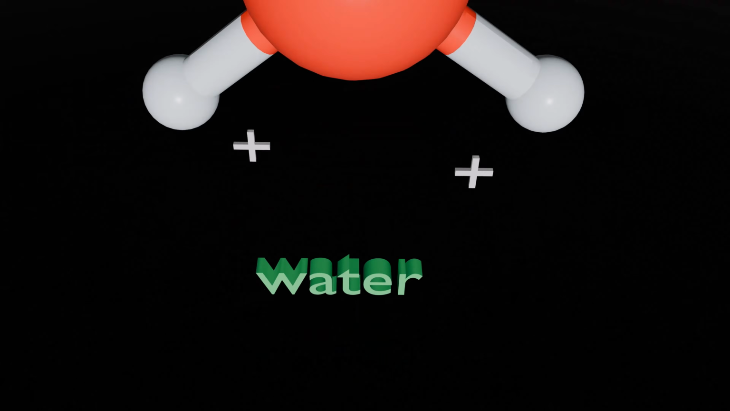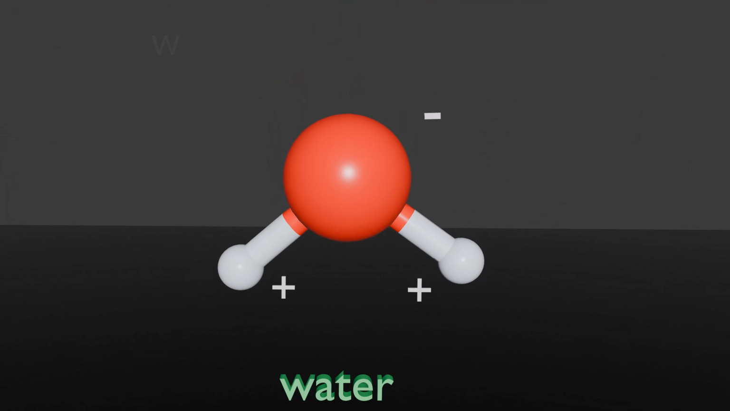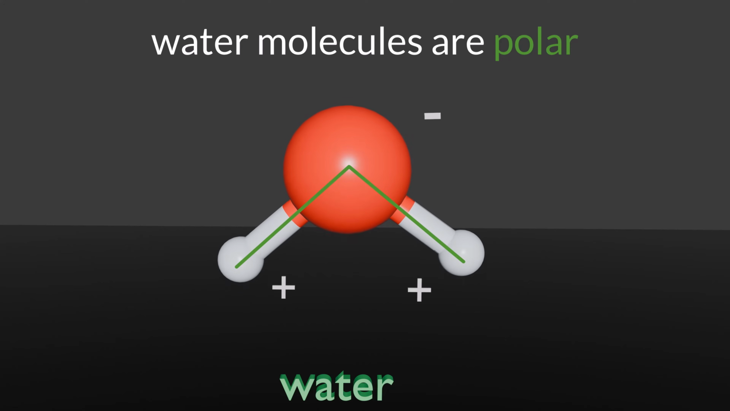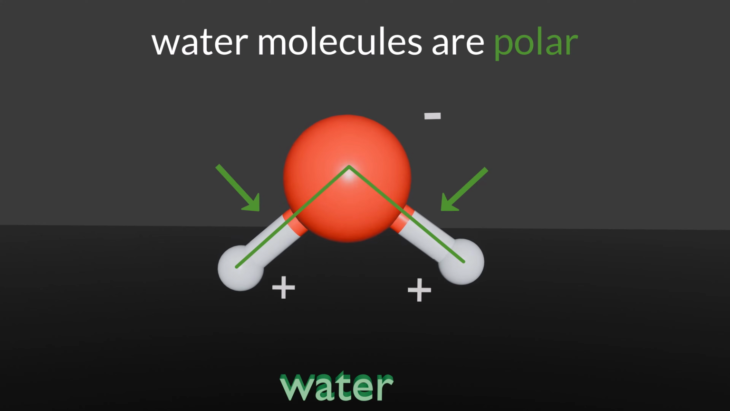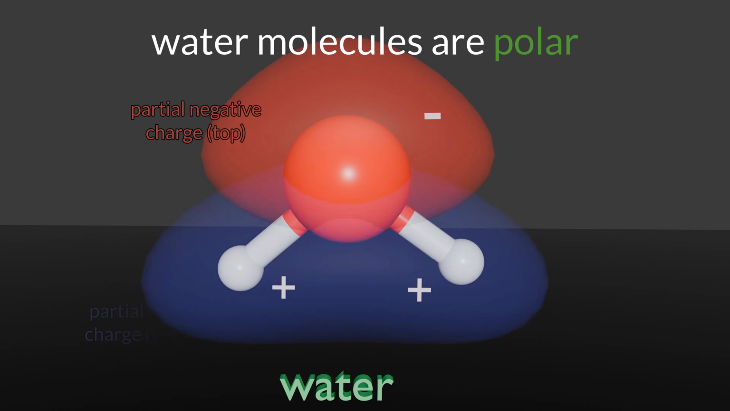One of the most important properties of water that we need to know for biology is that water molecules are polar, which is a consequence of their asymmetrical structure and polar covalent bonds. This means that there is an unequal distribution of charges throughout the molecule, causing one side of the water molecule to be partially negative and the other side to be partially positive.